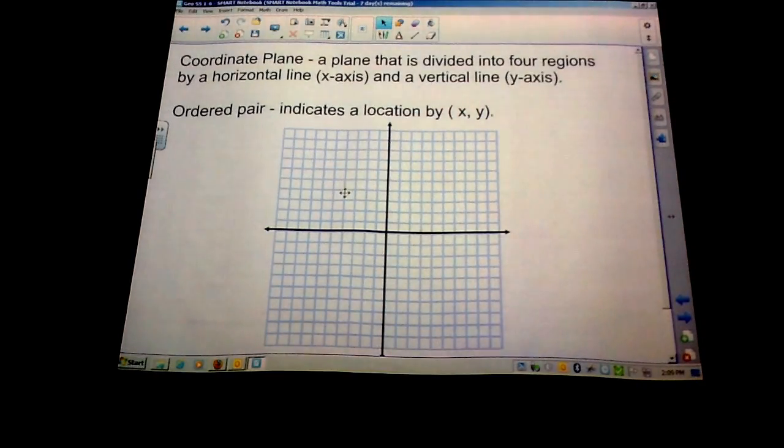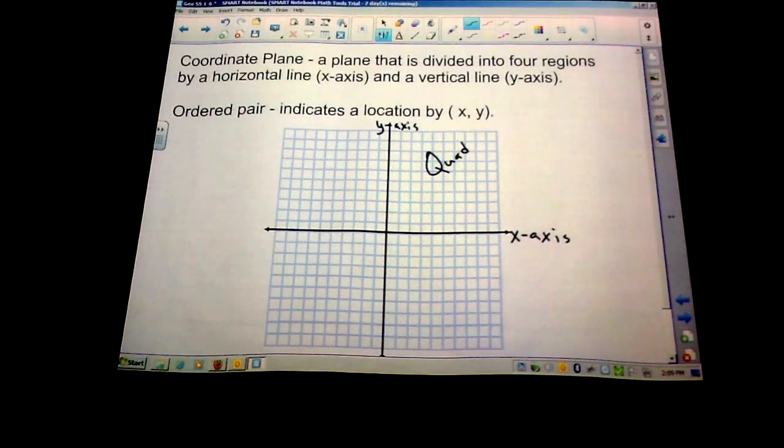A couple of quick things that we need to understand is what a coordinate plane is. It was in the title, so therefore we must kind of know what it is. By definition, it is a plane that is divided into 4 regions by a horizontal line, which is called the x-axis, and a vertical line, which is called the y-axis. So if we're going to label these here, this one up and down would be the y-axis. This one right across your page is the x-axis. So it divides the plane into 4 regions, which we call quadrants.